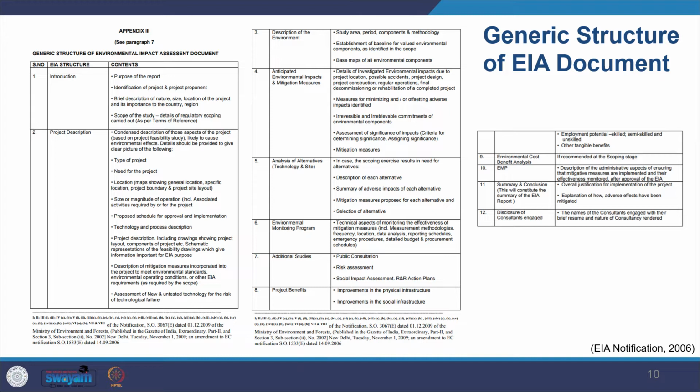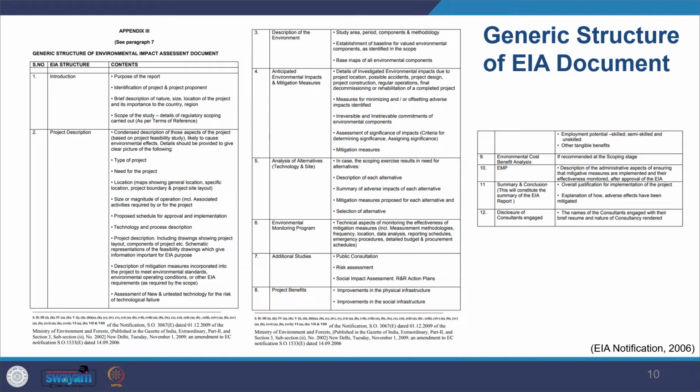So that has to be provided here, and then you will give the description of the administrative aspects of ensuring that all the mitigation measures are implemented and their effectiveness is monitored. And as we had discussed, it is usually done after the approval of the EIA. So this EMP is usually done after the project has been approved.